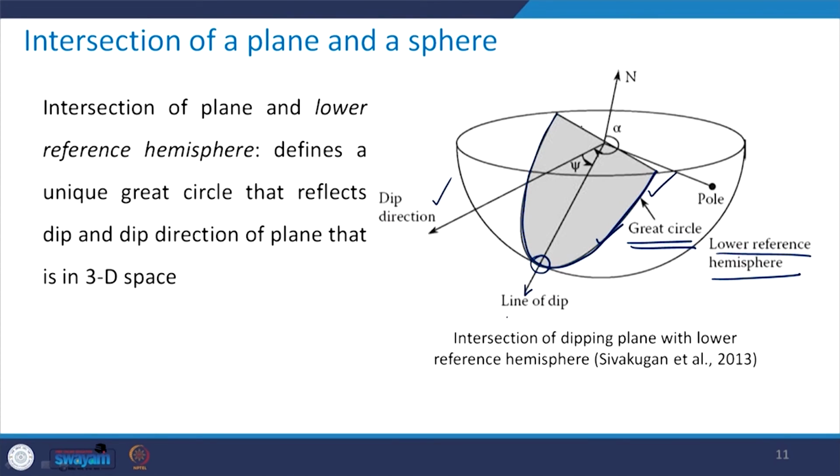Now, from the horizontal, this angle which is measured up to this line of dip will define the dip of this plane. If this is the north direction, then in the clockwise direction you move up to the dip direction, and whatever is the angle, you follow this arrow. Whatever is this angle, that is given by the dip direction. Okay. So, that is your dip and dip direction of the intersection of the plane and a sphere.